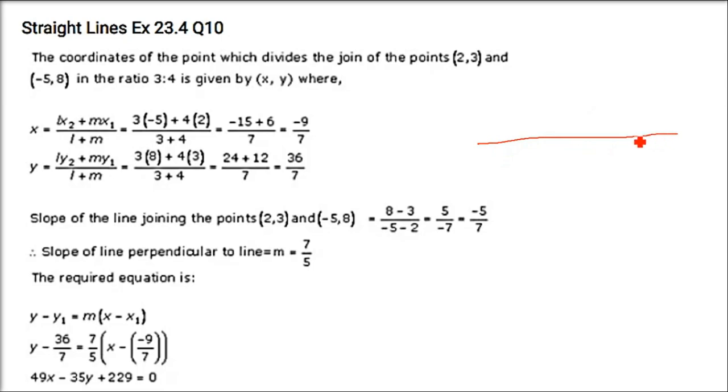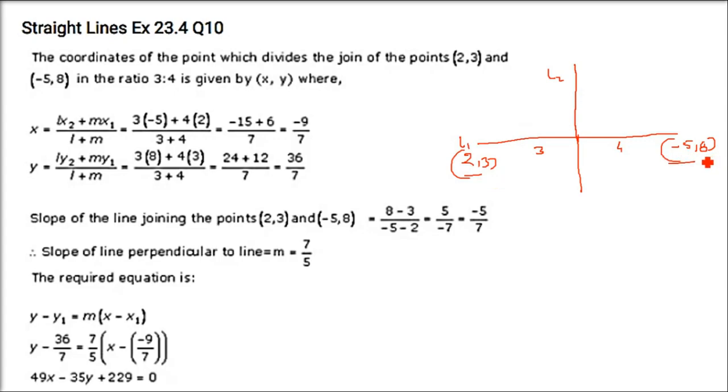First, there is a line, passing through 2 points, 2, 3 and minus 5, 8. So this is your x1, y1, this is your x2, y2. Now it is dividing the join of these two in the ratio 3:4. So 3 one part, 4 one part, and it is also perpendicular. So we'll find the slope of this line, and then the slope of the other line, because we know how to find the slopes of lines which are perpendicular to each other.